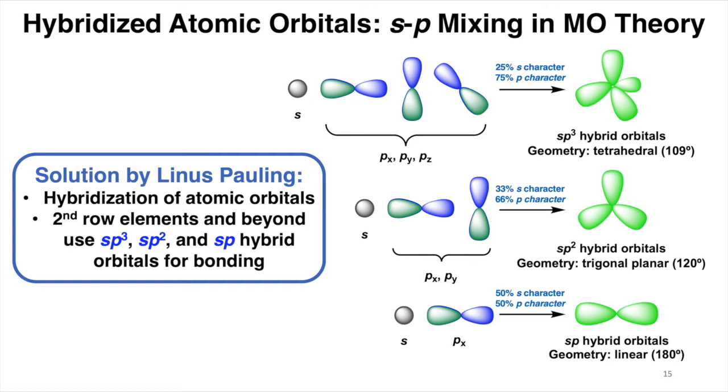And the same can be done when you mix one s orbital with two p orbitals to get an sp2 hybrid orbital that has a trigonal planar geometry with 120-degree angles. And if you mix a 1s orbital with only one p orbital, then you get an sp hybrid orbital that has a linear geometry of 180 degrees.